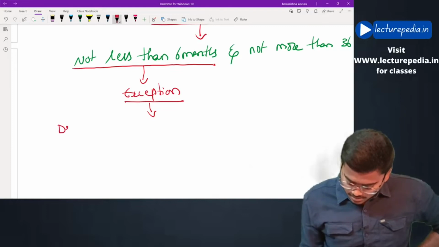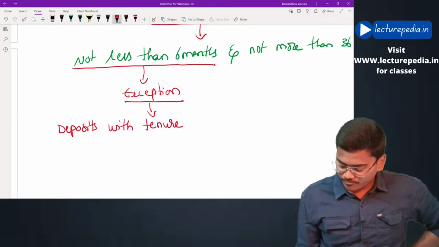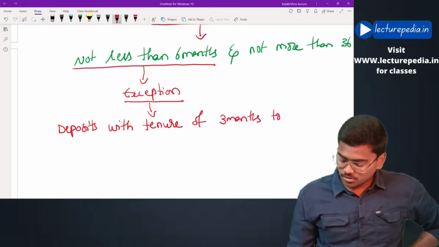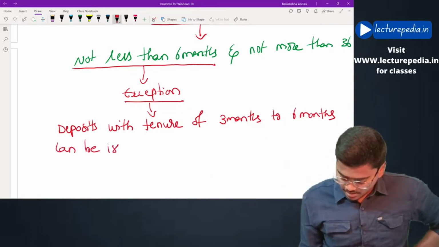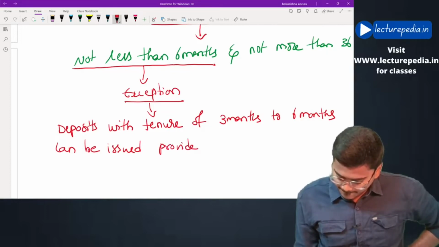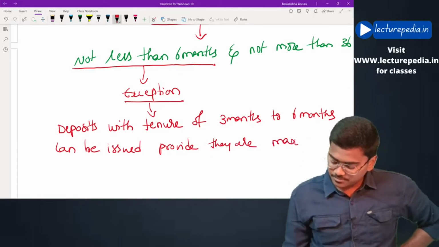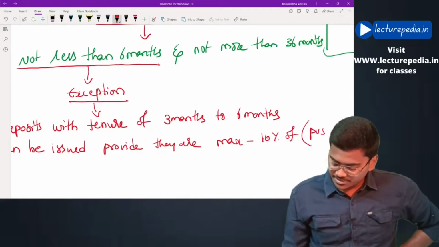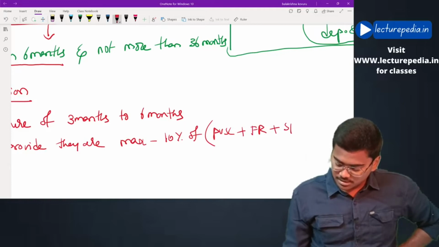Deposits with a tenure of 3 months to 6 months can be issued, provided they are a maximum of 10% of paid up share capital plus free reserves plus securities premium.